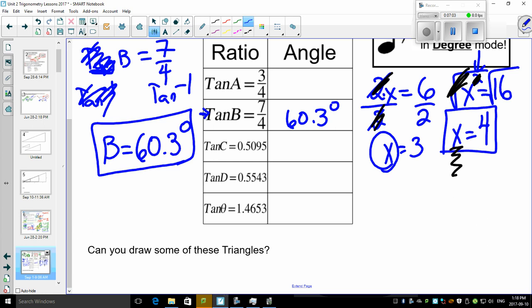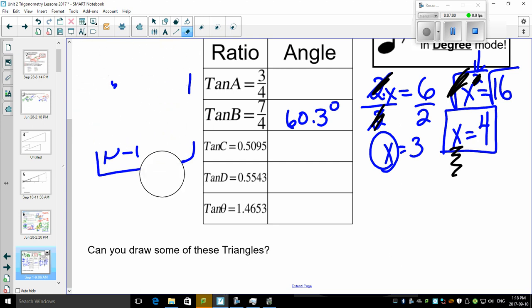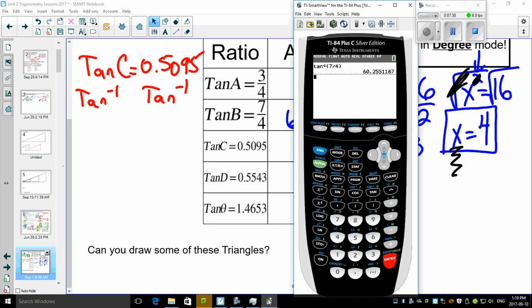All right, so let's go to tan C now. Same thing as before. All I have to do is do exactly the same as before. Just remember the tan minus 1 button, and this should all work out really easily for you. So tan C is 0.5095. Okay, so tan minus 1 to both sides. Here it comes. Okay, so calculator handy. There it is. Let's clear this out.